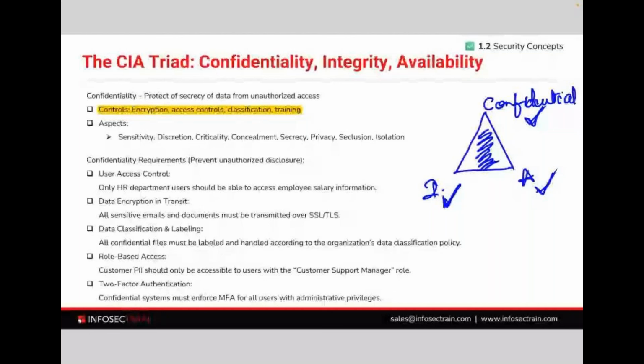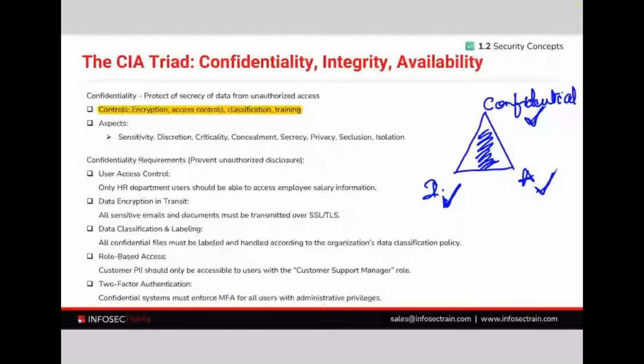Data encryption in transit. Let's look at another example. All sensitive emails and documents must be transmitted over SSL and TLS. SSL and TLS are encryption protocols which need to be applied for data when it is in transit over the internet. There are three forms of data. Data at rest, when the data is in your database. Data in transit, when the data is traveling on the wire or in the internet. And data in process, when the data is getting processed on a computer or on the processor.